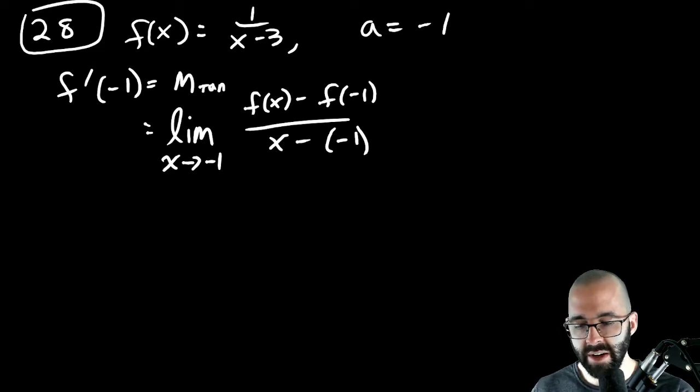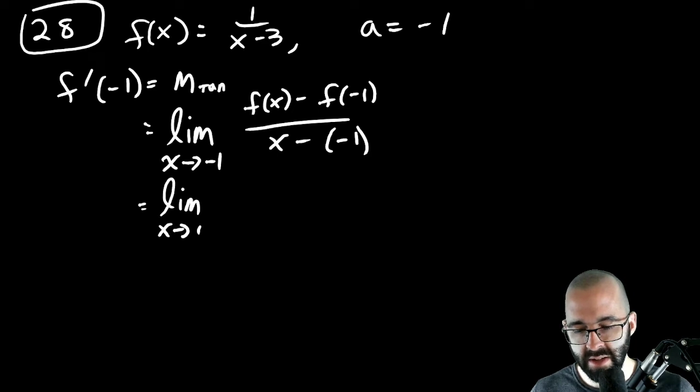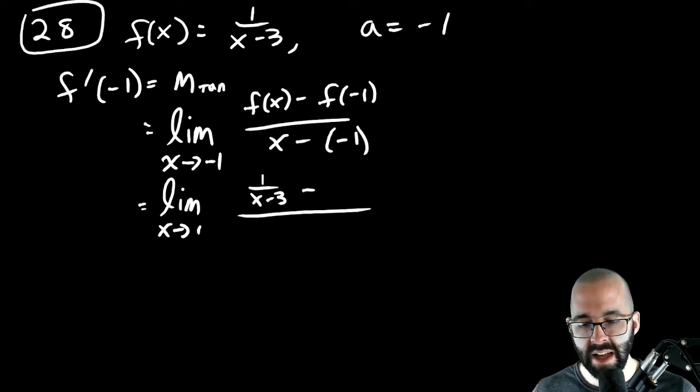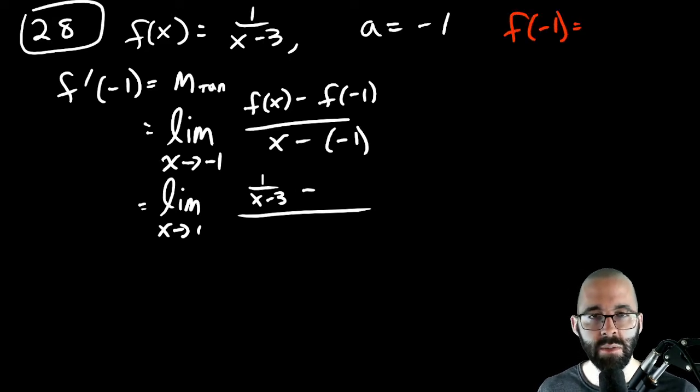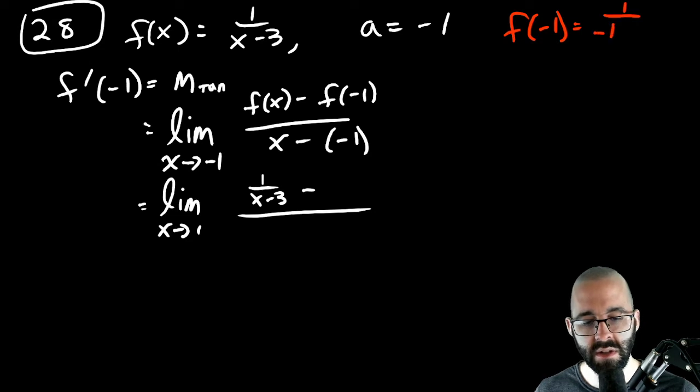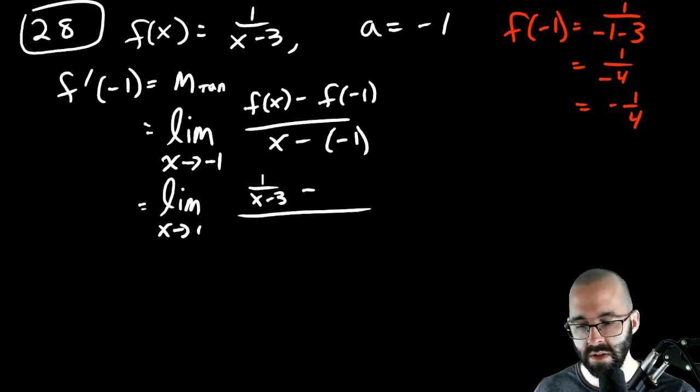So f of x, we already have that. Is the limit as x approaches 1 of f of x, which is 1 over x minus 3, minus f of -1. Let's go off to the side to find that. Plug -1 into our function. That's 1 over -4, or -1/4. So we're subtracting a negative. That's the same as adding a positive.